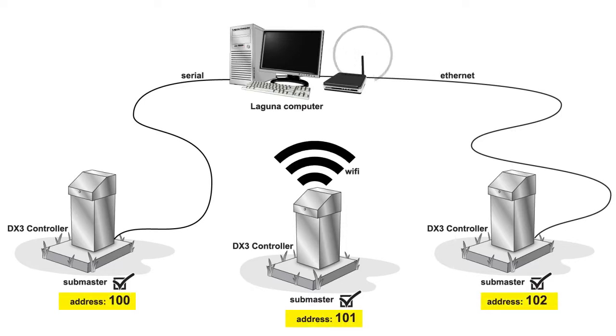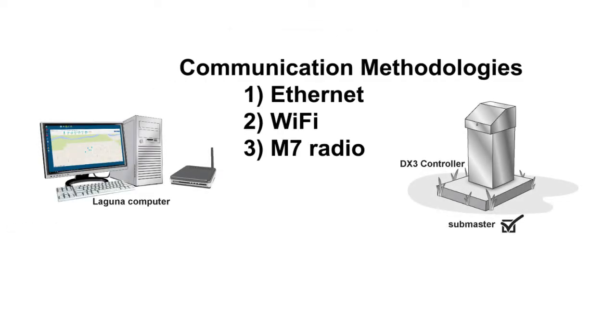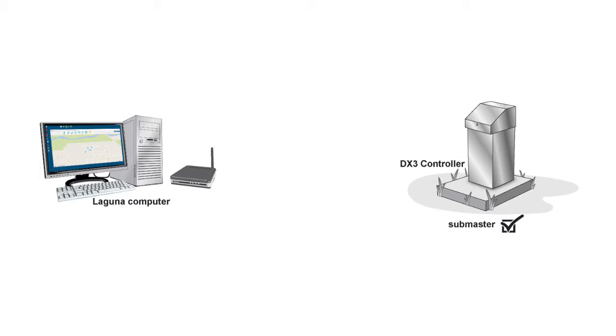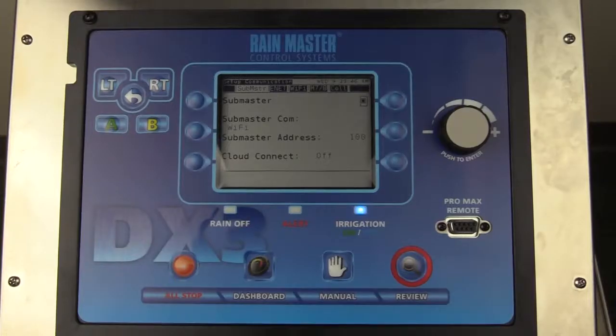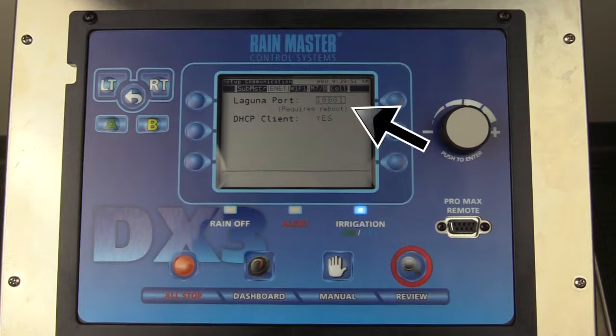The DX3 controller is capable of communicating with the Laguna computer via one of 7 methodologies. For Ethernet or Wi-Fi communication methods, it might be necessary to configure the DX3 controller's TCP/IP settings. Let's set it up. Press the RT button to get to the Ethernet setup screen. The Laguna port defaults to 10,001. Only in rare cases will you need to change this number.